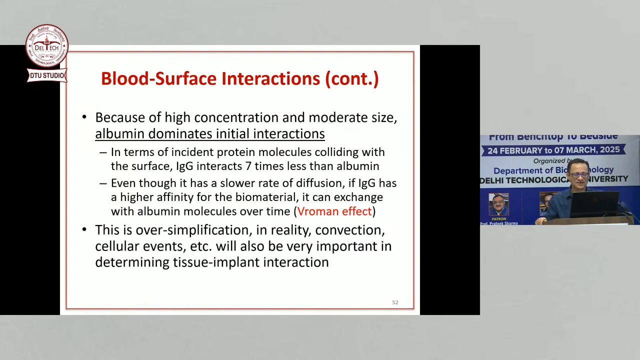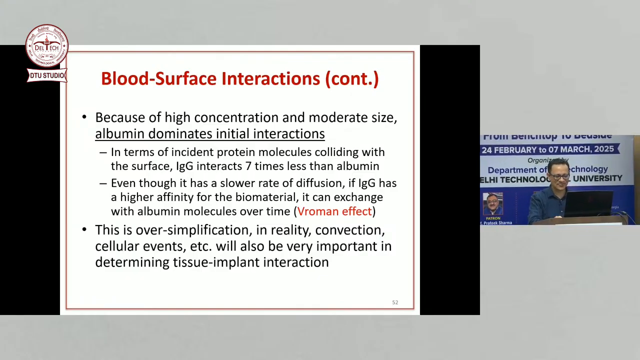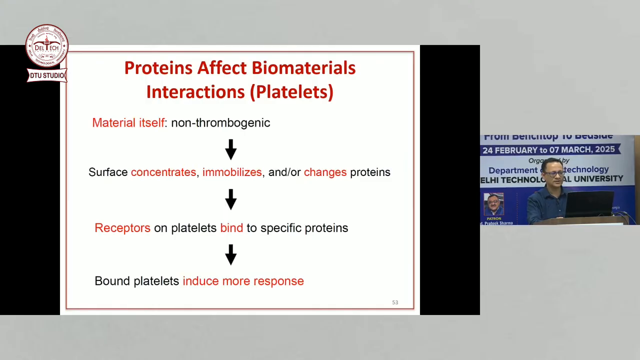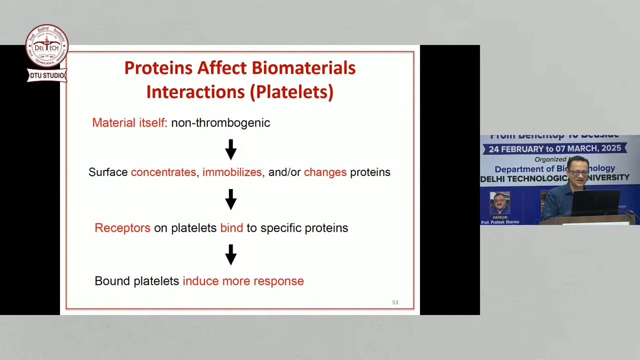How different proteins are coming, we already said. Albumin comes, later on fibrinogen comes. Some proteins interact more with the surface, some proteins interact less with the surface. The material itself is non-thrombogenic, but then when surface concentrations of proteins change, platelets get activated, it can start causing more platelets to come, clotting to start to happen.